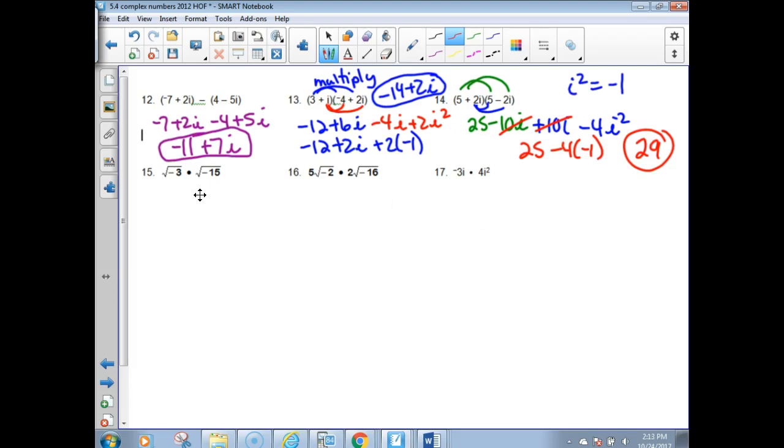Okay, now be careful on 15. The tempting thing to do is multiply and then simplify, but it will be wrong. If you have 3 root 5, it's not correct. You've got to pull out your i's first, both of them. Now I've got i times i, which is i squared. 15 times 3, or 3 times 15, is 45. The square root of 45 is 9 times 5, and the square root of 9 is 3. And this i squared is negative 1. So the answer is negative 3 times the square root of 5. All I did was simplify the radical, and i squared is negative 1.